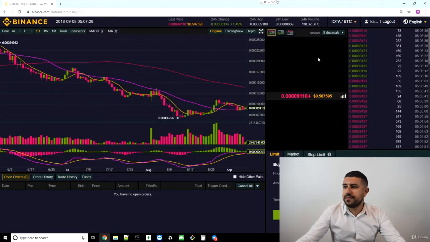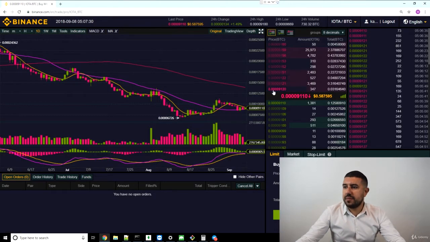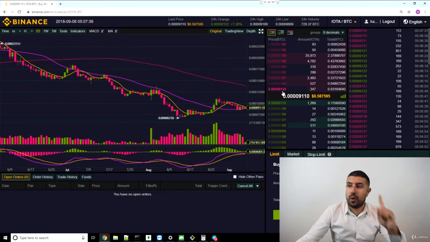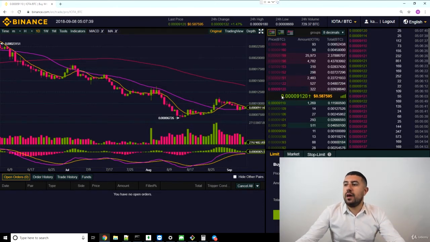If I click here, even though the price tells me in Bitcoin, so it's 0.000091 Bitcoins to buy one IOTA, it gives me that price in dollars. So it converts that by using the price of Bitcoin.